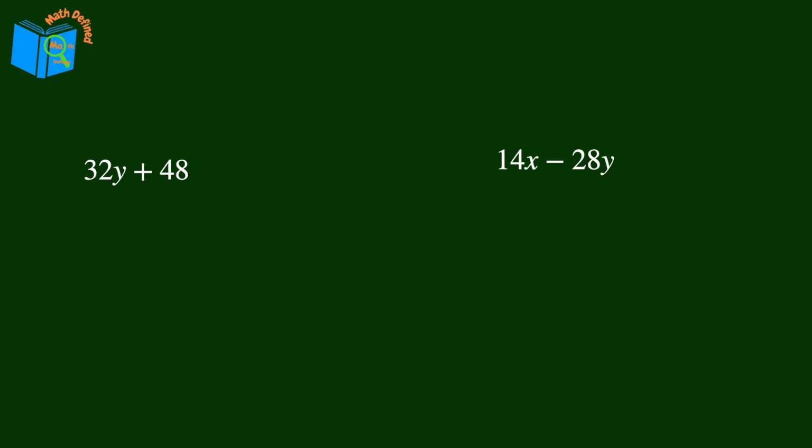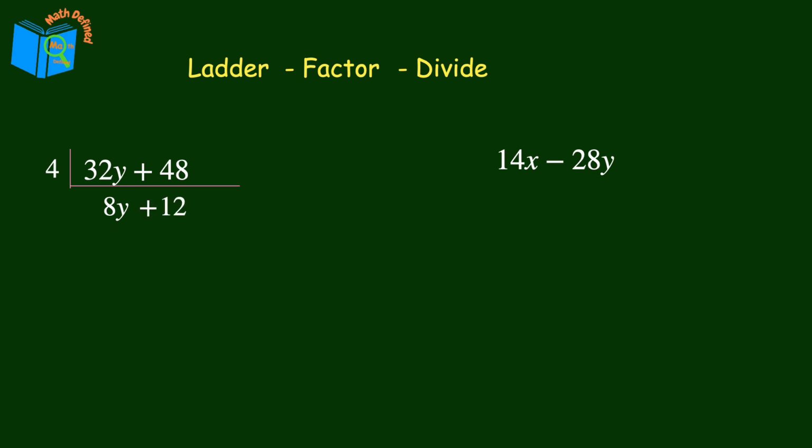Let's start with the expression on the left, 32y plus 48. First, we'll place it in the ladder. Then look for any common or shared factor. It doesn't have to be the greatest common factor, just any shared factor. I'll choose 4. Then I'll divide each term in the ladder by 4. 32y divided by 4 is 8y, and 48 divided by 4 is 12.